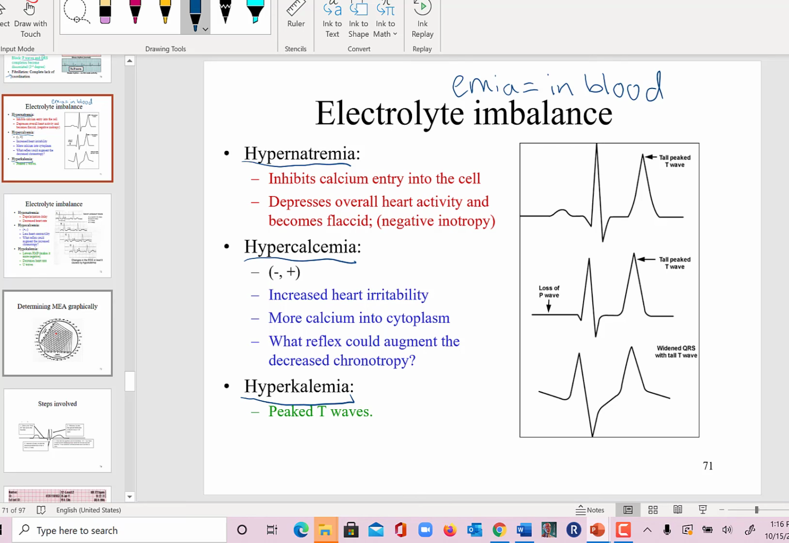What will this do? It will not allow as much calcium to enter the cells. Less calcium means we don't get as much contraction, and the heart will become weak as a pump. It will have negative inotropy.